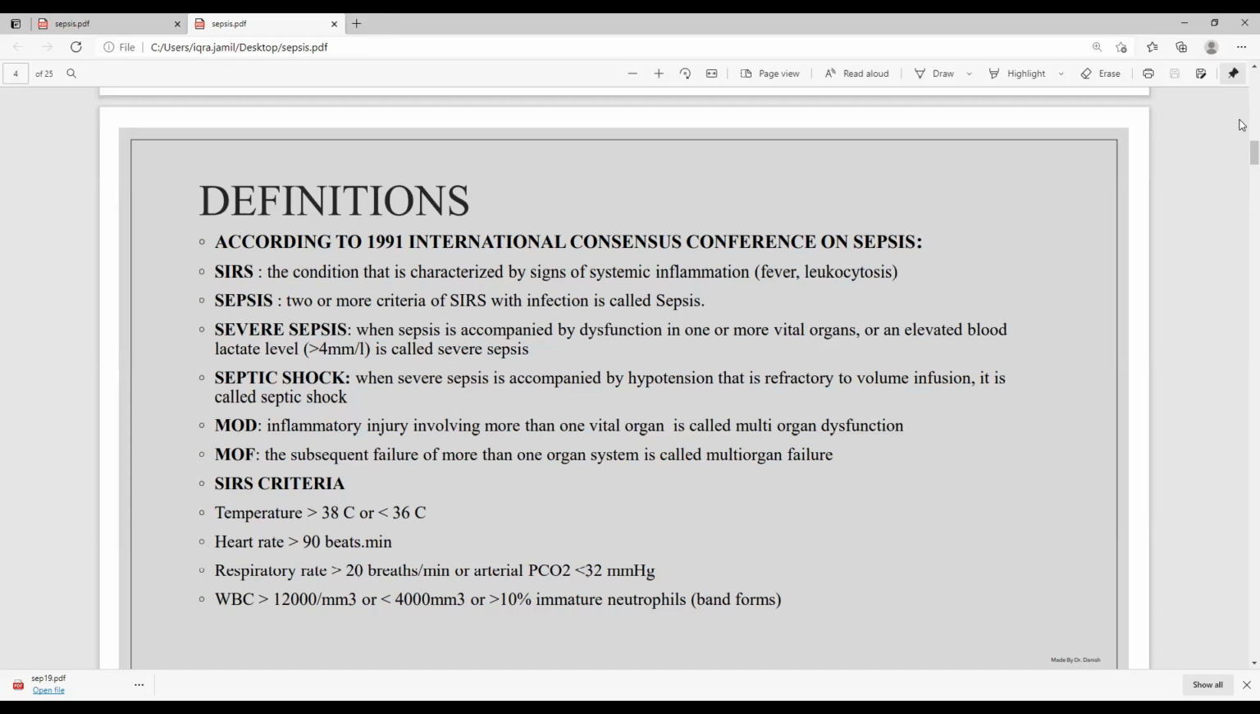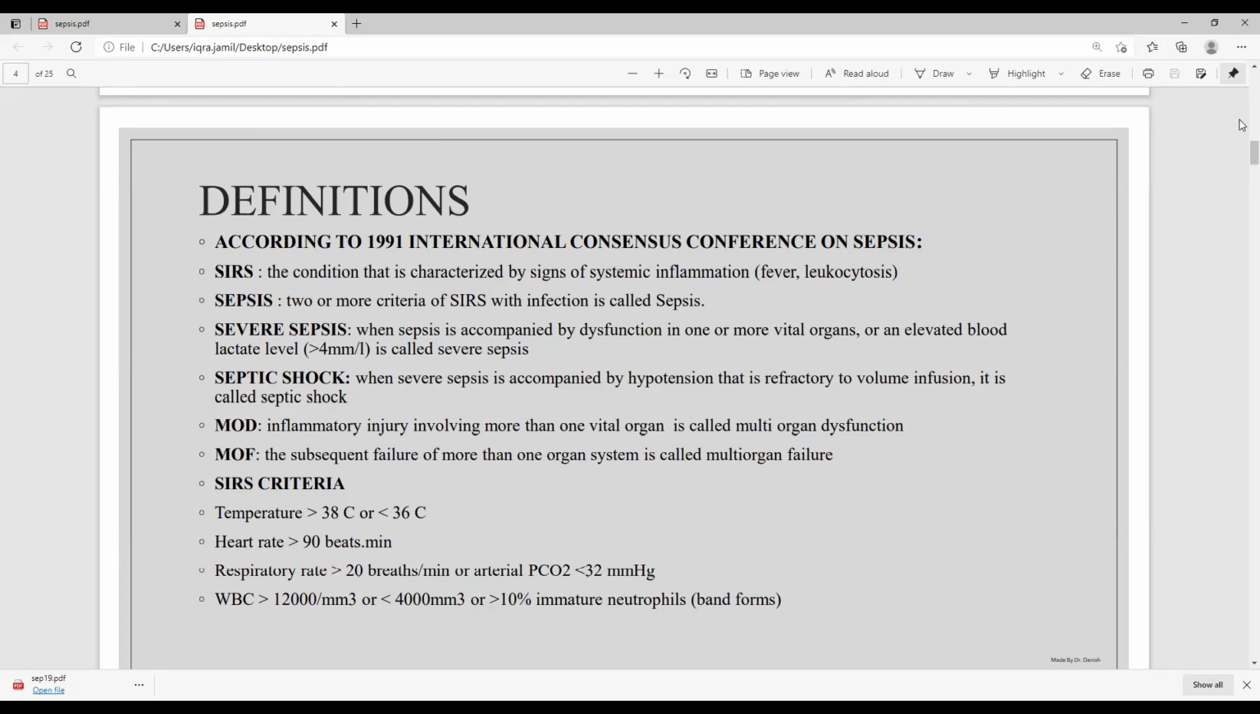Sepsis definition: two or more criteria of SIRS with infection is called sepsis. Severe sepsis: when sepsis is accompanied by dysfunction in one or more vital organs or an elevated blood lactate level more than 4 mmol/L. Septic shock: when severe sepsis is accompanied by hypotension that is refractory to volume infusion. Multi-organ dysfunction: inflammatory injury involving more than one vital organ. Multi-organ failure: the subsequent failure of more than one organ system.